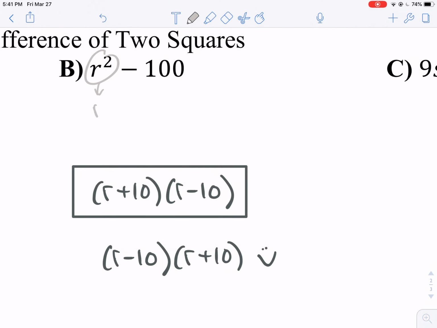So r squared is r squared. 100 is 10 squared. So that fits our pattern of difference. We've got a minus of 2 squares. So we plug it into our formula of a plus b, a minus b, giving us r plus 10, r minus 10. Because here r is our a term, and b is 10. So to follow a plus b, a minus b, we do r plus 10, r minus 10.